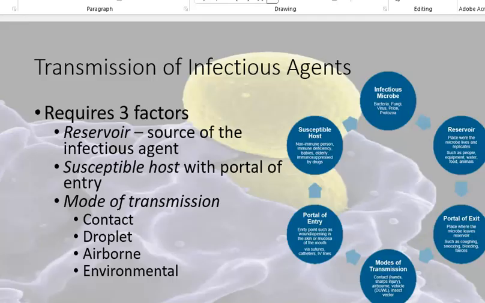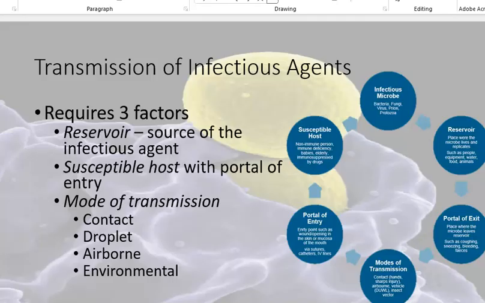Then you also have mode of transmission. You have contact transmission, which would be direct contact. The source and host have physical contact, like person to person. Indirect contact would be transfer of agent from one source to a host by passive transfer, such as by touching a stethoscope that someone else has touched.